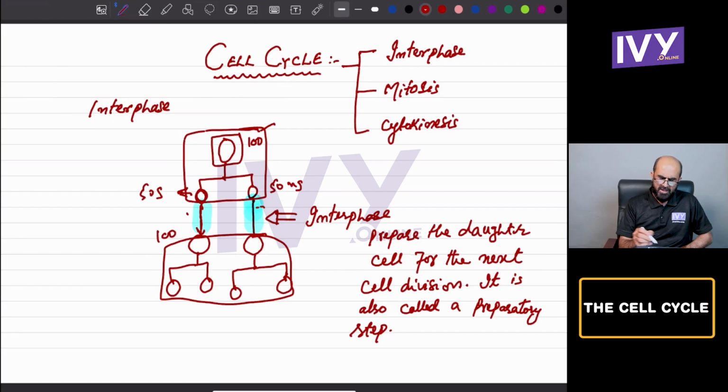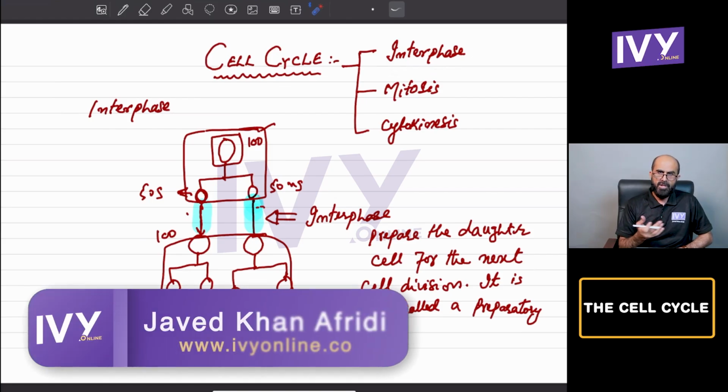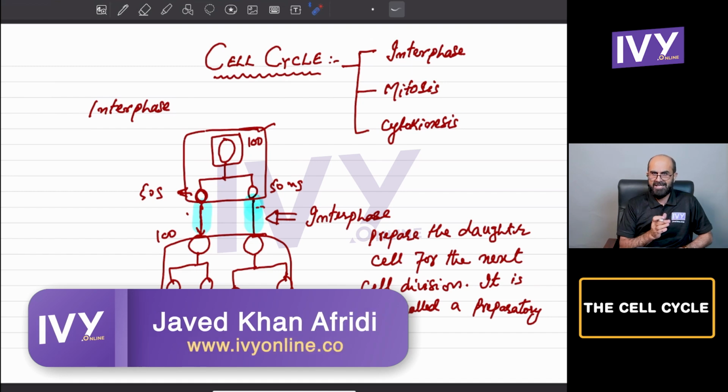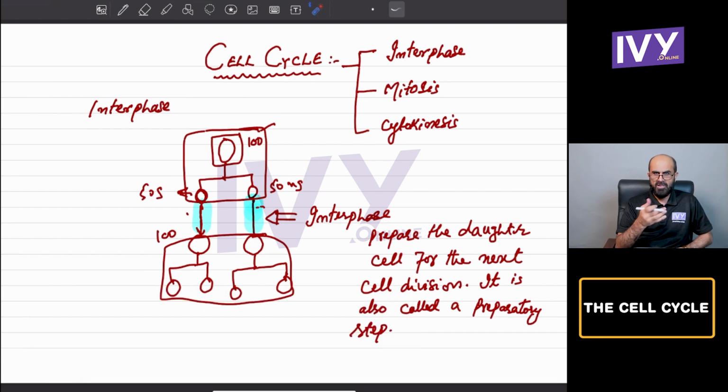This is all taking place in the interphase. So interphase is just the preparatory step, and it enables the young daughter cell to grow and act as new stem cells for the next cell cycle.